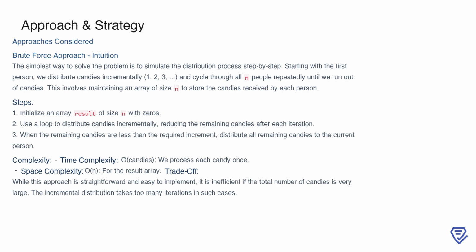While this method is easy to understand and implement, it has a significant drawback. Its time complexity depends on the total number of candies. For very large values, this incremental process becomes inefficient. The space complexity is relatively small, requiring only an array of size n, but overall, this approach is not suitable for scenarios with a high number of candies due to its inefficiency.